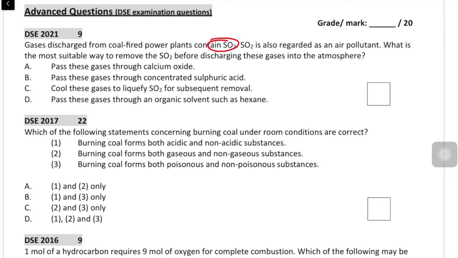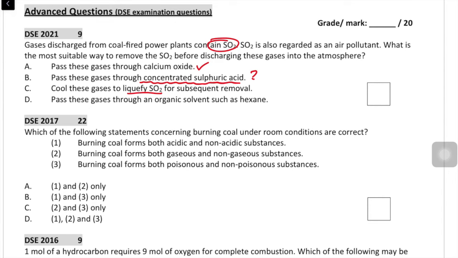So A, react with calcium oxide, sounds okay. Well, B, through concentrated sulfuric acid. We have no idea because both of them are acidic, so they seem to have no reaction at all. And C, how about liquefy SO2 first, then remove? It may work, but the problem is SO2 is not a gas that is easy to liquefy. The second one is the process will be very expensive, so we have a better idea.